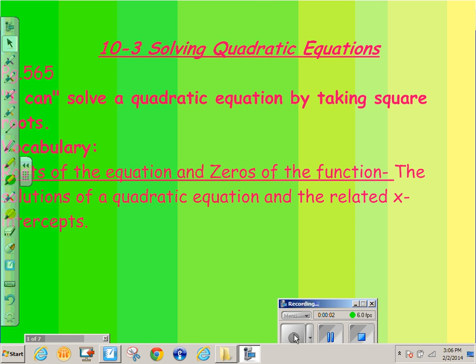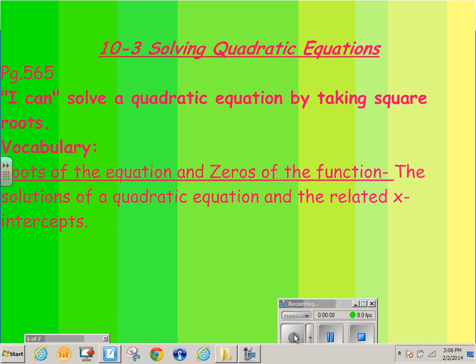Hello, 8th graders. Today we are going to be working with solving quadratic equations, and I'll talk to you about what that actually means. I can solve a quadratic equation by taking square roots. Vocabulary: roots of the equation and zeros of the function. The solution of a quadratic equation and the related x-intercepts.